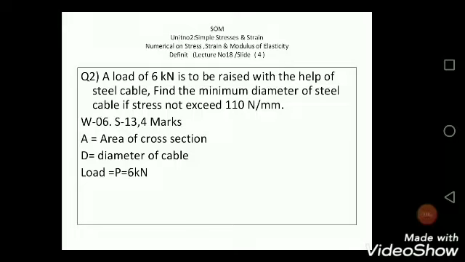a load of 6 kilonewton is to be raised with the help of a steel cable. Find the minimum diameter of the steel cable if stress should not exceed 110 newton per mm square. We have to find diameter D. Load P is equal to 6 kN, given.